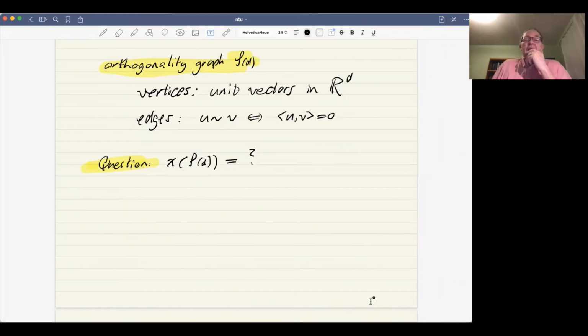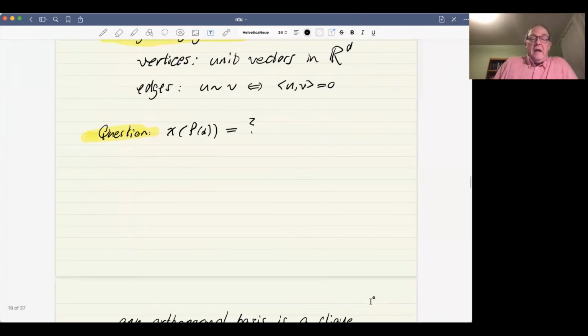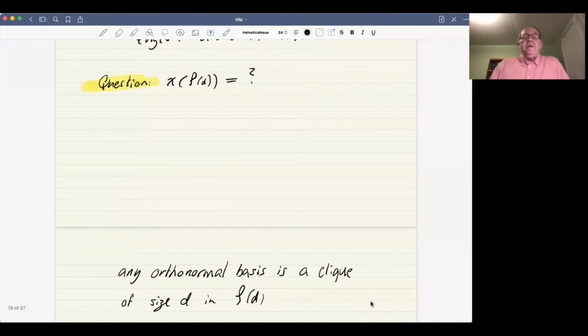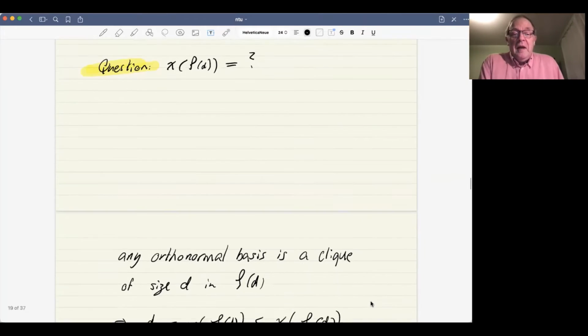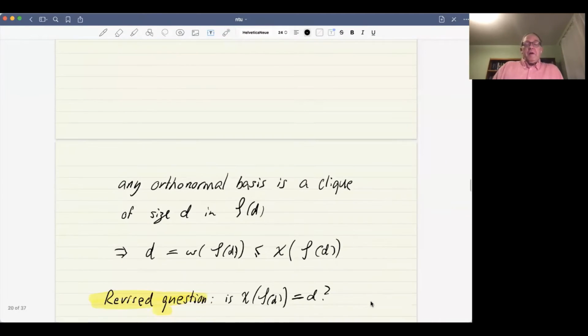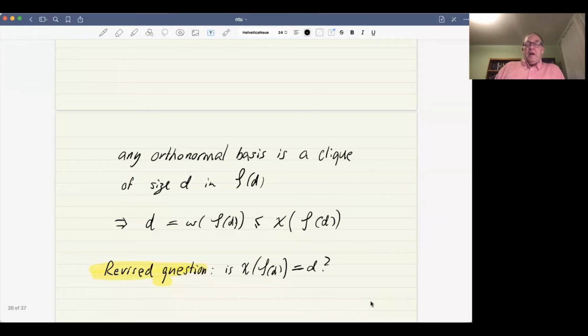And a question you could ask, you probably would rather not, but you could ask, is what is the chromatic number of this graph? Now, the first thing to realize, of course, is that any orthonormal basis in this graph gives you a clique of size D. So there are cliques in there of size D. And it's also easy to see you can't have a clique with more than D vertices, because an orthonormal basis is going to have at most D elements. So we get that D is equal to the clique size omega of S_D. And that's a lower bound on the chromatic number. So I'm going to revise my question simply: what is the chromatic number of S_D?